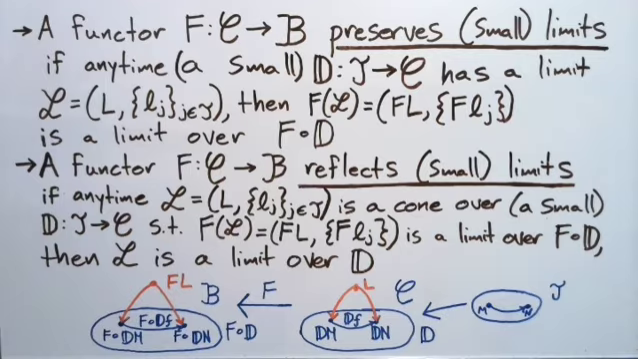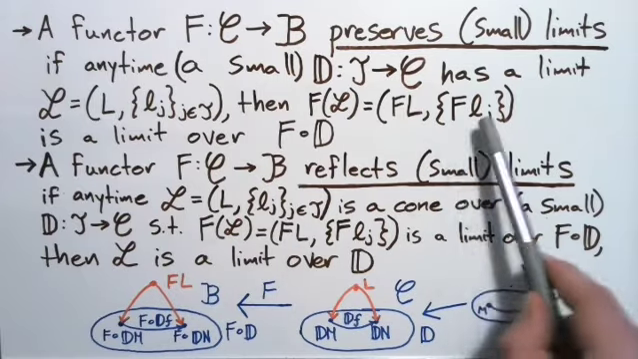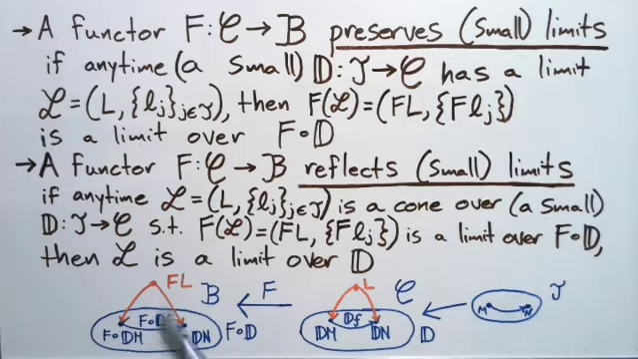We have our diagram D in our category C with a limit L over it. And then all of that gets mapped by our functor F into the category B. And we need to have that this cone here, the vertex FL and the legs FLJ, these ones here, need to be a limit over this diagram here, which is where we map D by our functor F, which is also another diagram, right? Because every diagram is just a functor and every functor is just a diagram.